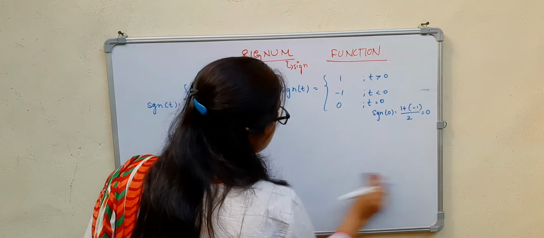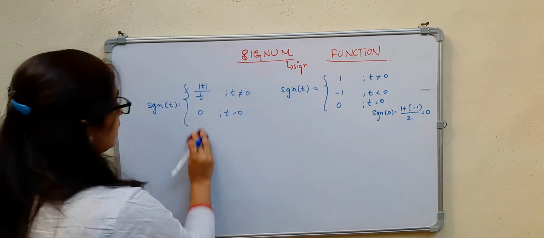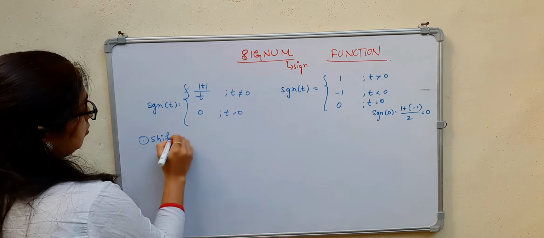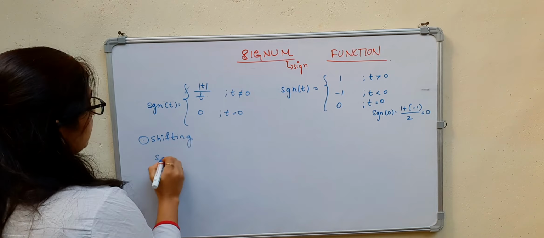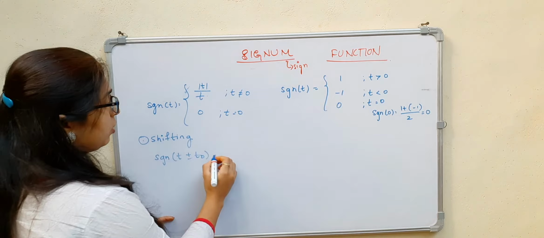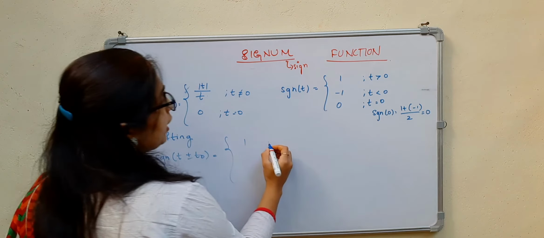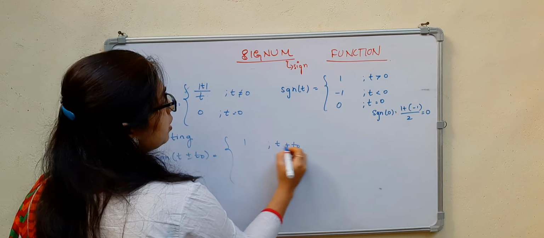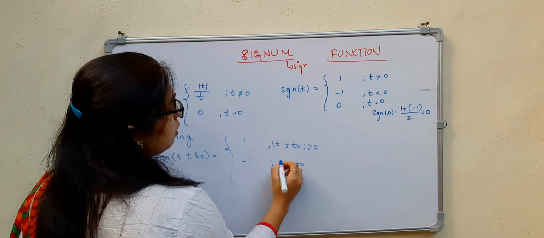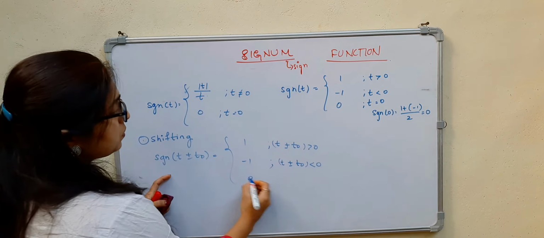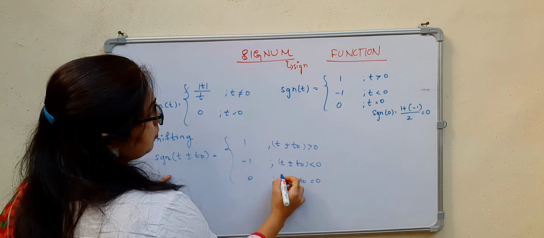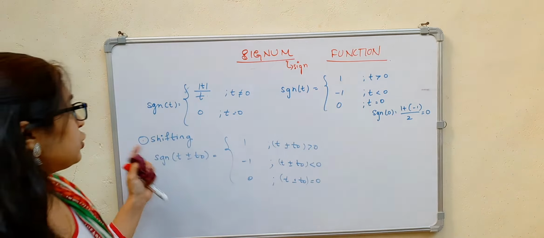So we can perform some operations on this signum function. First, let me consider the shifting operation. It will be SGN of t plus or minus t naught. That will be equal to 1 when t plus or minus t naught is greater than 0. It is equal to -1 when t plus or minus t naught is less than 0. And it is equal to 0 when t plus or minus t naught is equal to 0. This will be a shifting operation.